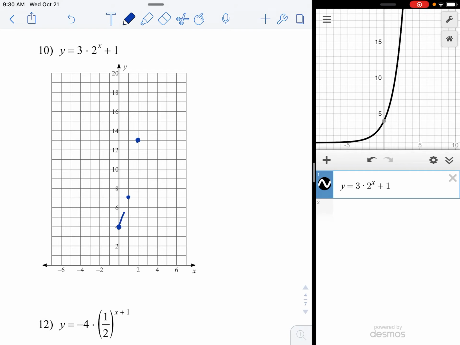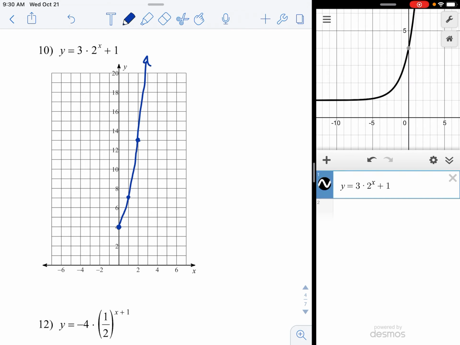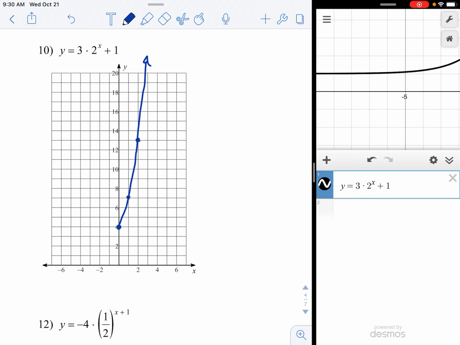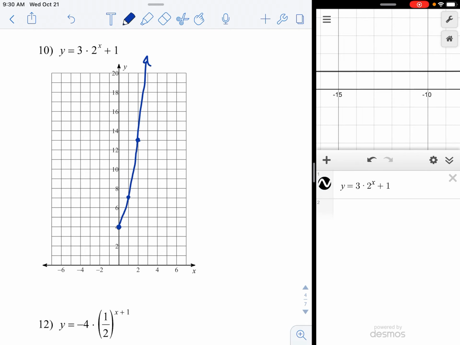Weird that we're getting odd numbers. So I can say it goes like this. I could probably find one at 4, but I'm not going to worry about it. Maybe on the other side of the y-axis there is an integer point. Nothing really jumps out at me.